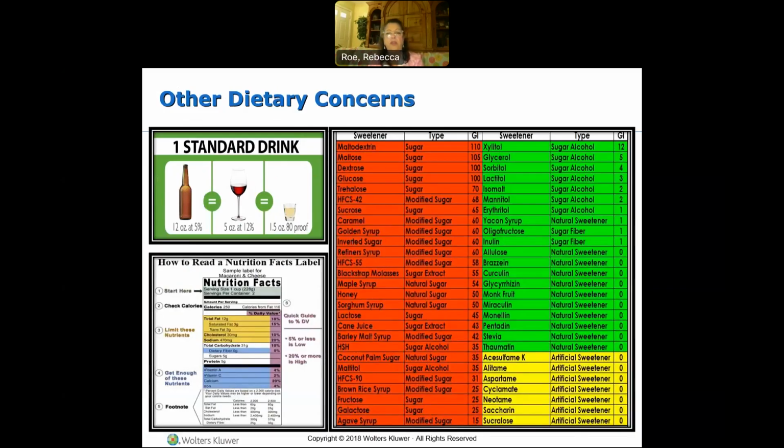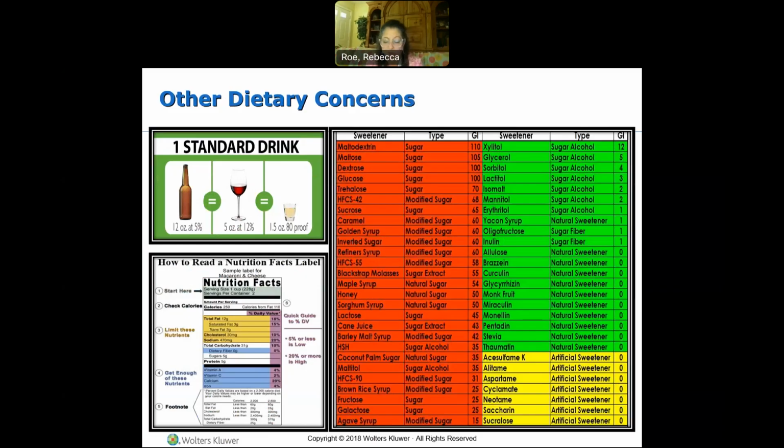The other dietary concerns have to do with my favorite things: alcohol, sweeteners, and how to read a nutritional label. We've all heard that alcohol has a bunch of sugar in it. But alcohol does not have to be avoided. I mean, it doesn't mean that if you're a diabetic, you're going to go out there and grab a bottle of Jack Daniels and jump in a hole somewhere and drink it all down. It is not the same thing. It can be used in moderation. It can cause hypoglycemia for those who take insulin. So diabetics should have an alcoholic beverage with food, not on an empty stomach. I thought that was very interesting.